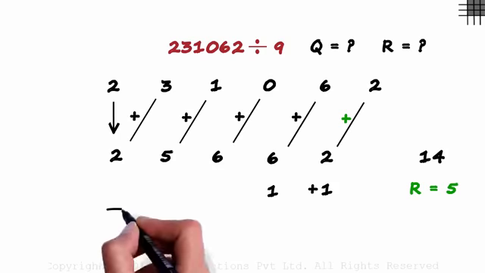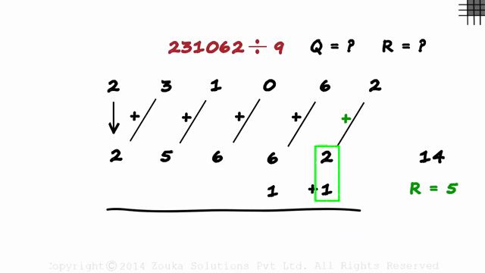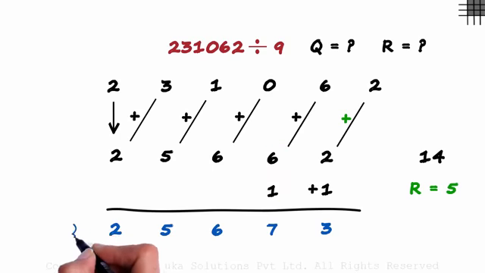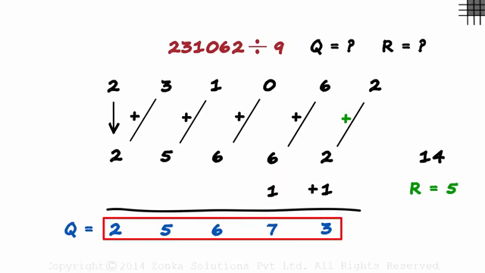Now we simply perform the addition. 2 plus 1 is 3, 6 plus 1 is 7, 6, 5, 2. That's our quotient, 25,673. And the remainder is 5.